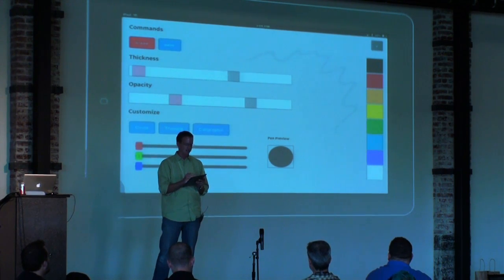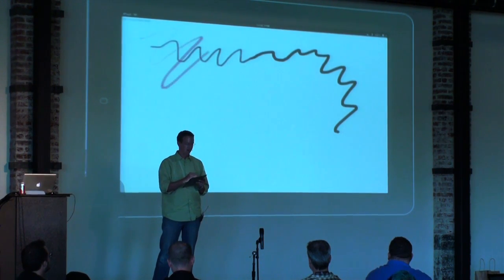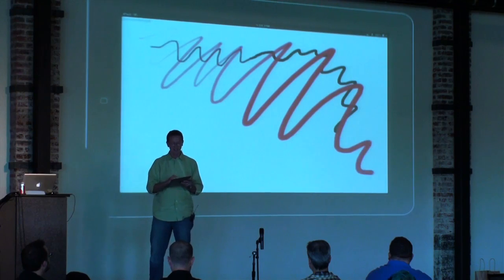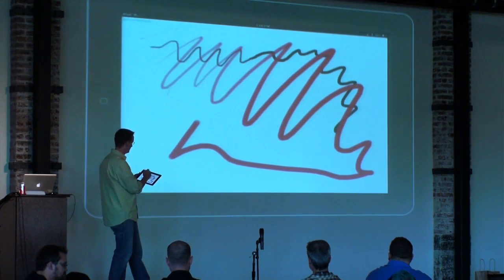So I'm going to change the thickness variance, the opacity variance. Let me go ahead and also change the color. And you can see the lighter that I press versus the harder that I press changes how I interact with the overall content that's there.